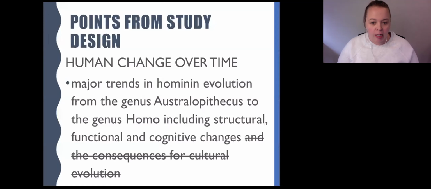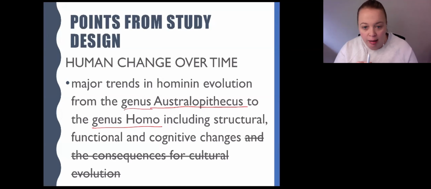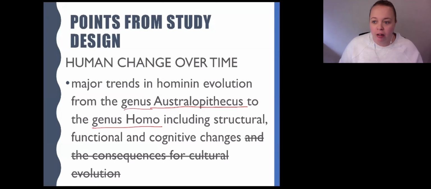So the dot point says that we need to know major trends in hominin evolution from the genus Australopithecus to the genus Homo. Yeah, so that's what I said. You don't need to know the species names, but you do need to know the genus names. So there are only 2. It's not too bad. And I'll talk you through them as we go.